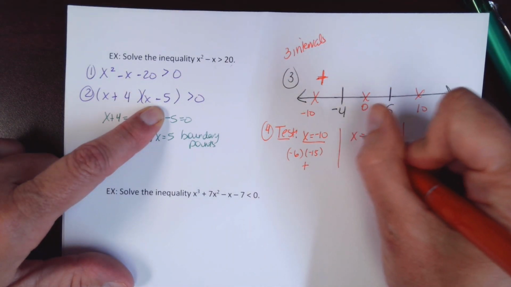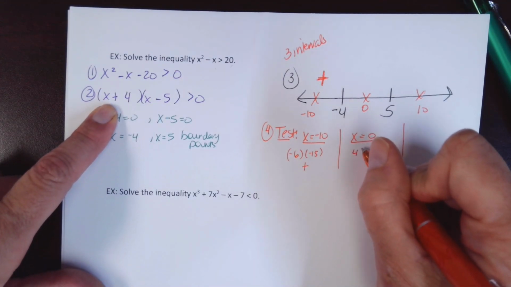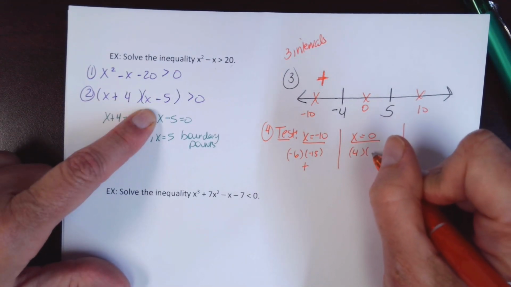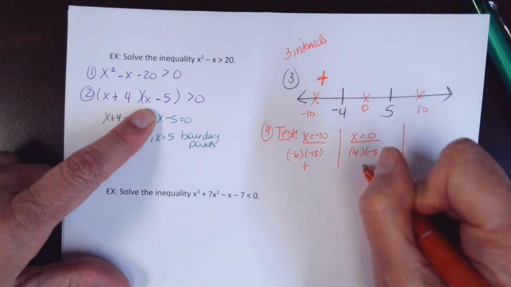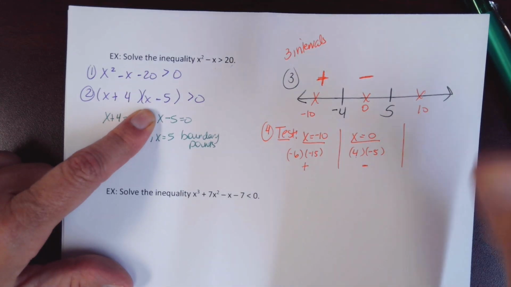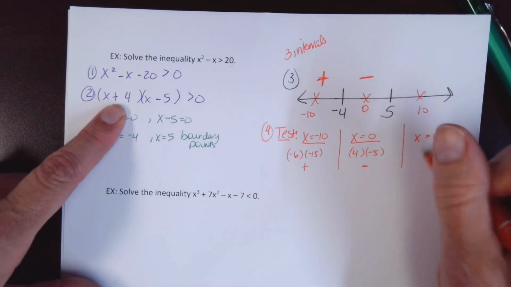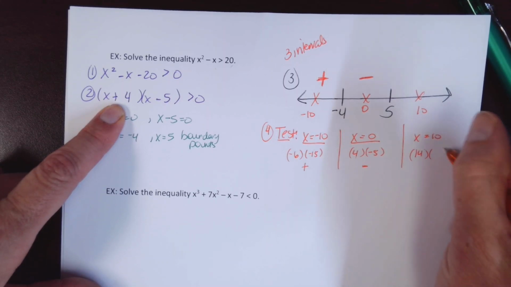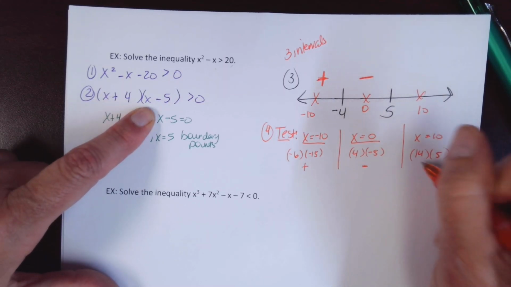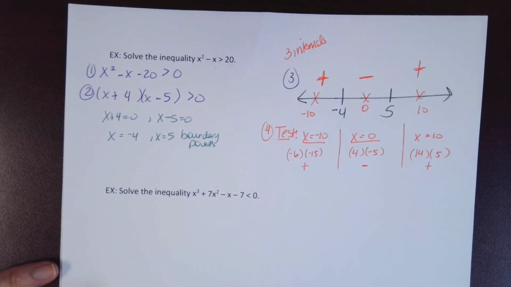Now let's test x equals 0. Well, 0 plus 4 is 4. 0 minus 5 is negative 5. Positive times a negative is a negative, so everything in this interval is negative. And then I check positive 10. 10 and 4 is 14. 10 minus 5 is 5. Positive times a positive is a positive, so everything in this interval is positive.